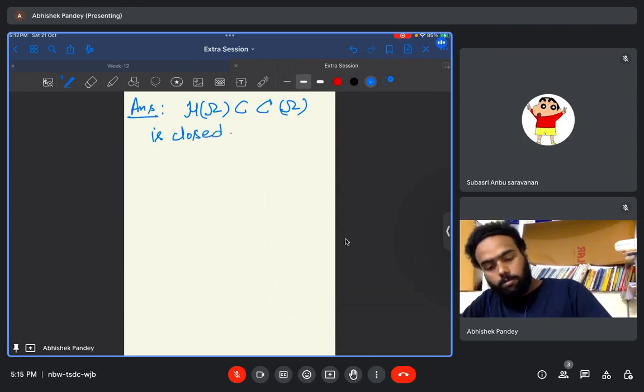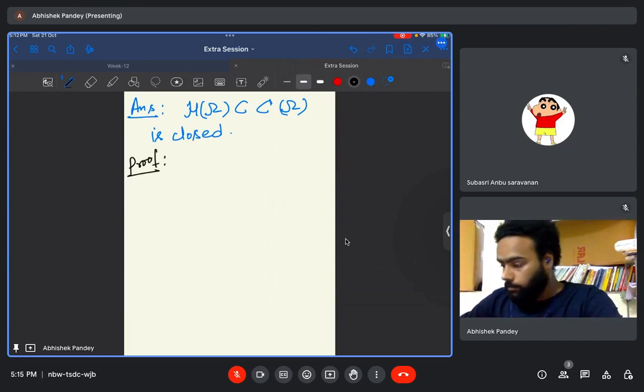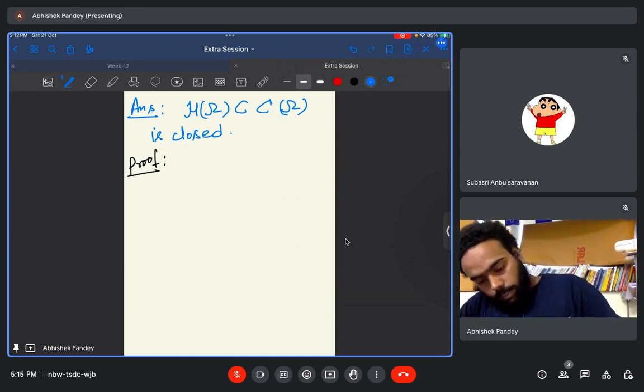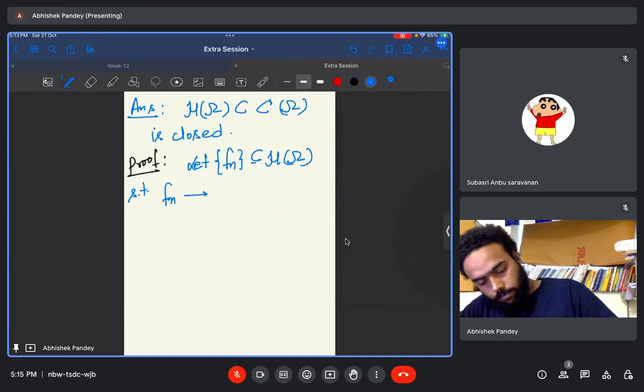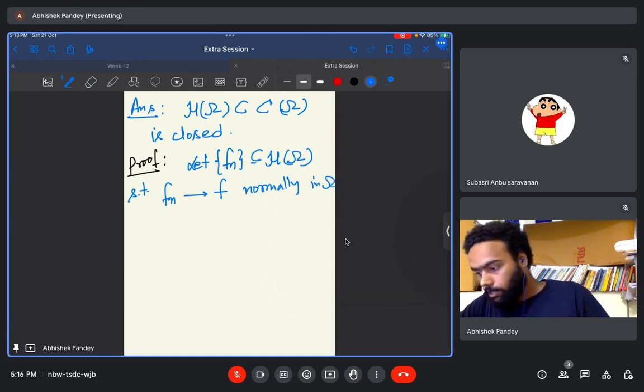For this, we need to prove that if a sequence f_n in H(omega) converges to f, then f is again in H(omega). So let f_n be a sequence in H(omega) such that f_n converges to f normally in omega. The claim is that f also belongs to H(omega).